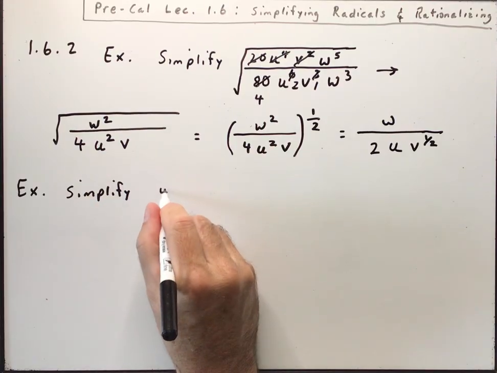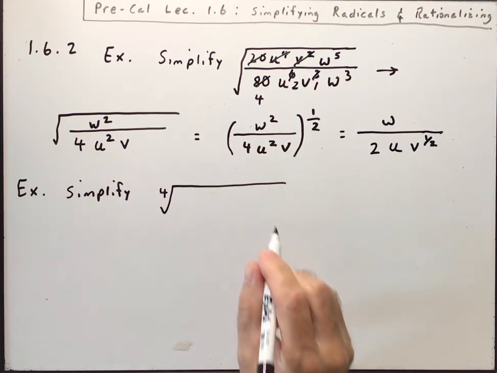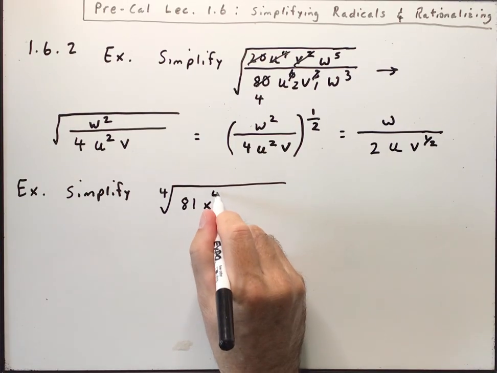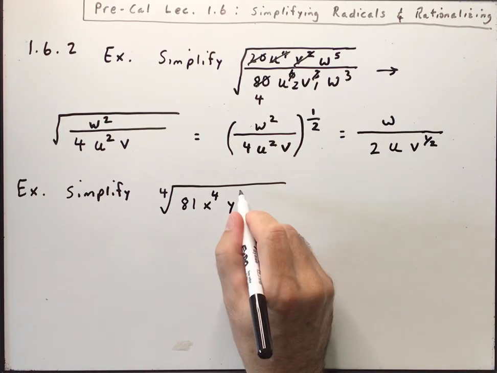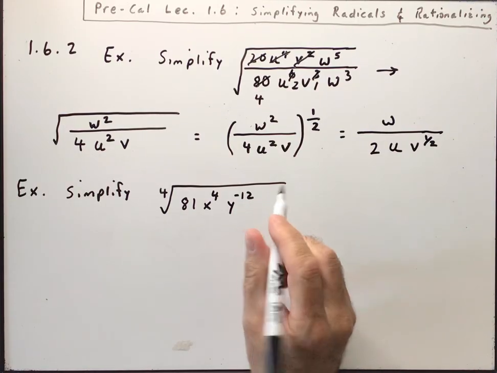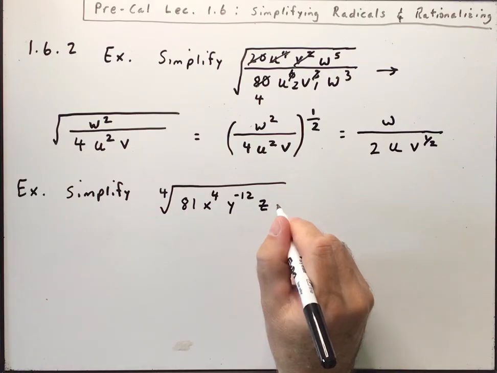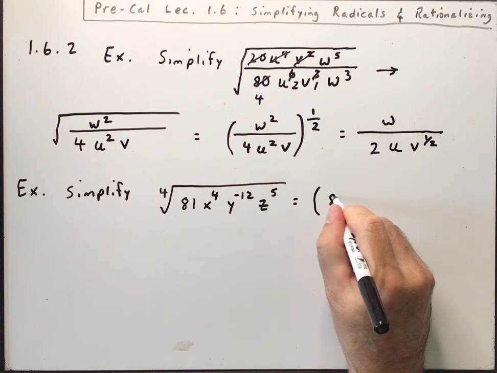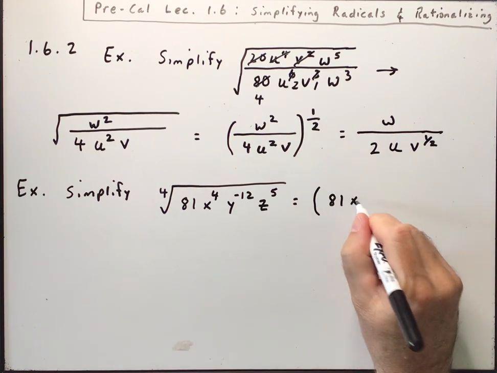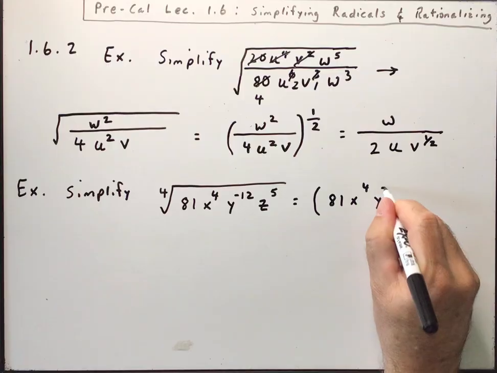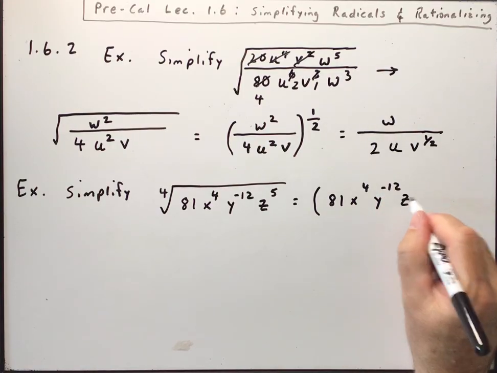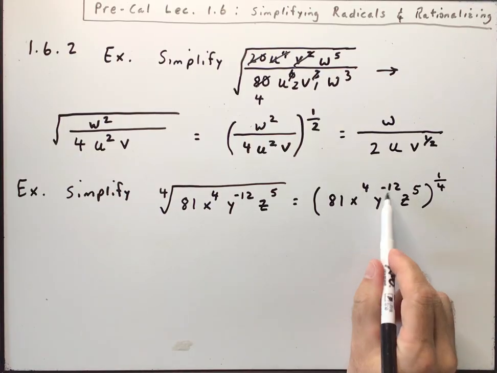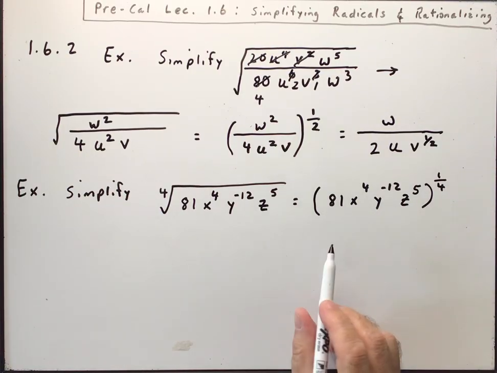The 4th root of 81x to the 4th, y to the minus 12th, z to the 5th. So I'm going to rewrite all this and raise it to the 1/4 power. So we got 81 x to the 4th, y to the minus 12, z to the 5th, raised to the 1/4 power. Now I'm not going to move that y to the minus 12 down yet. We will eventually do that.